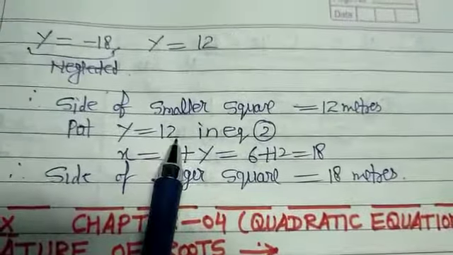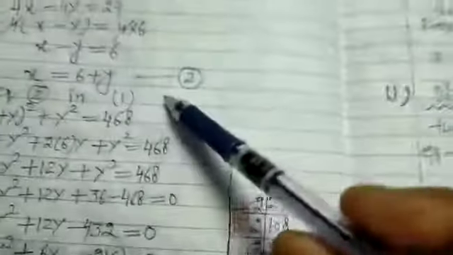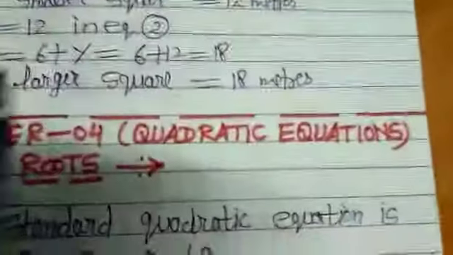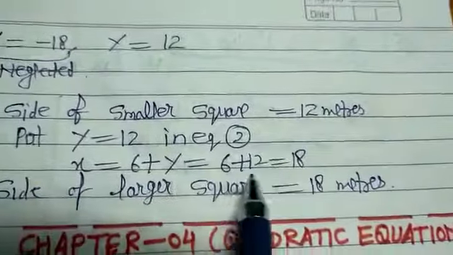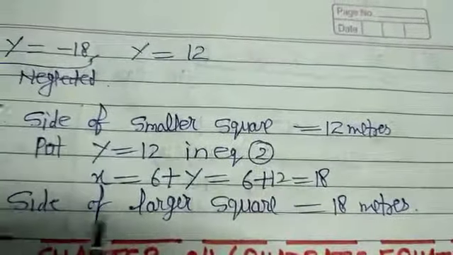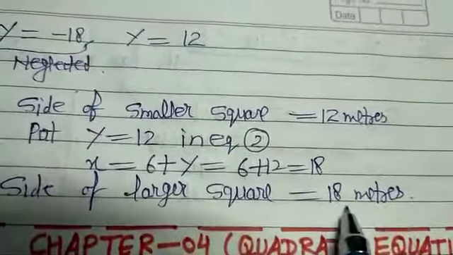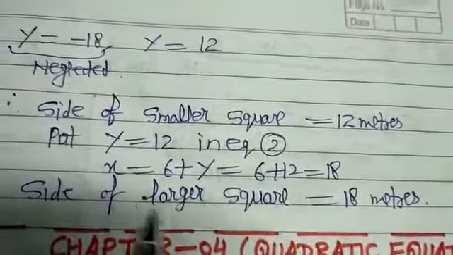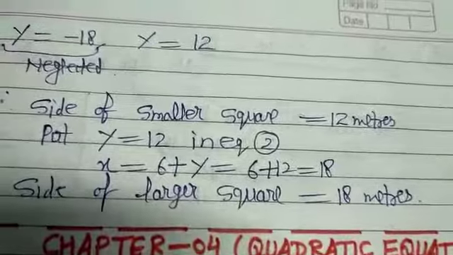Substituting this value of y in equation number 2, x equal to 6 plus y, and 6 plus 12 is 18. Therefore the side of the larger square is 18 meters. So the smaller square side is 12 and the larger square side is 18 meters. That's all. Thank you very much.